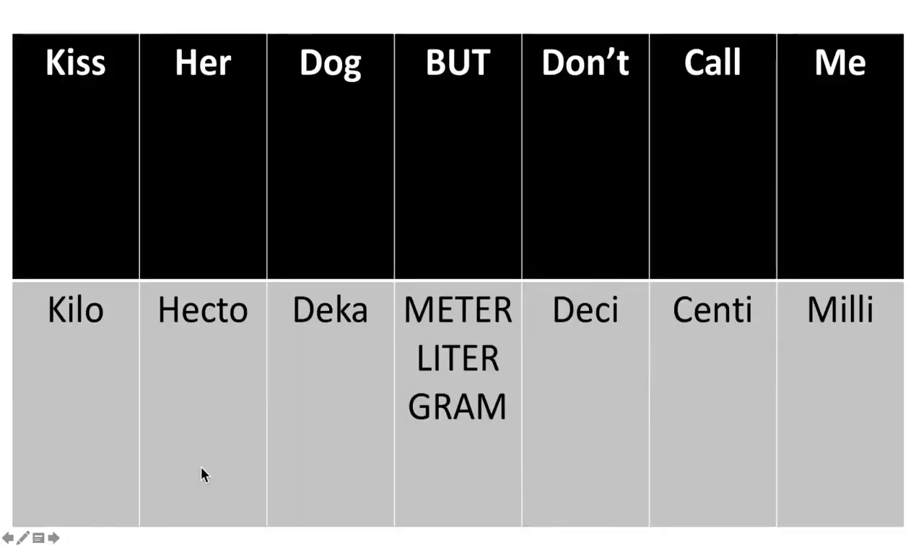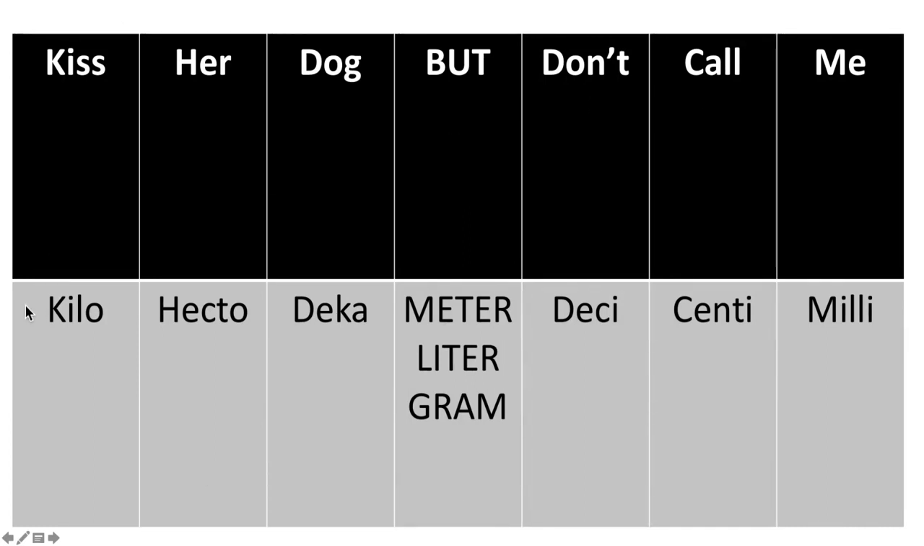It's also incredibly easy to convert. All you do is you move a decimal place one direction or another, and that makes it happen. A good way to learn the metric system, because I know a lot of students still struggle when it comes to where do you move the decimal point in metric. And this is a real silly thing I used to teach when I taught middle school, but it's highly valuable and informative, which is "Kiss her dog, but don't call me."